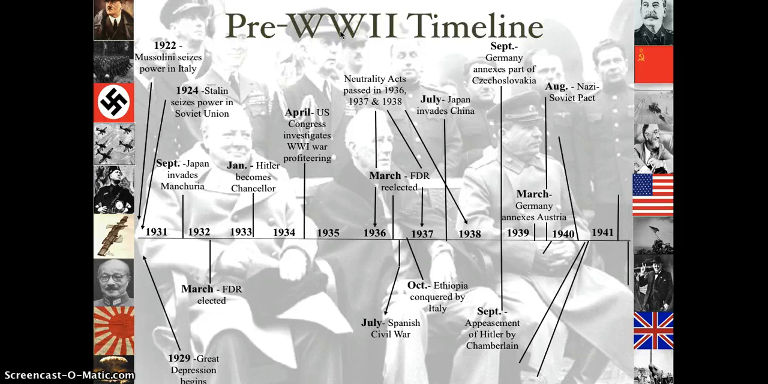The Germans and the Soviets will sign a non-aggression pact, basically saying we won't attack you if you don't attack us. And Germany will invade Poland. This starts World War II.